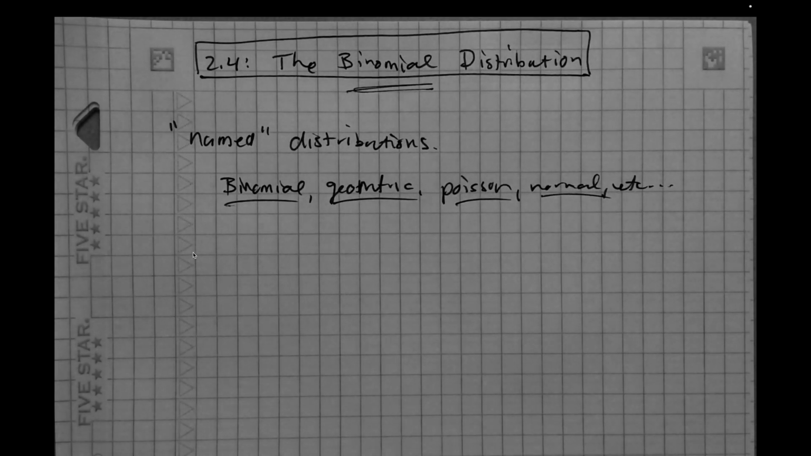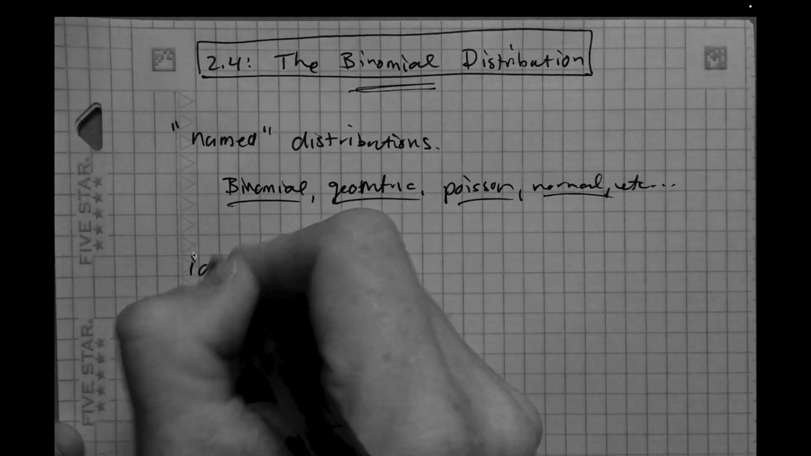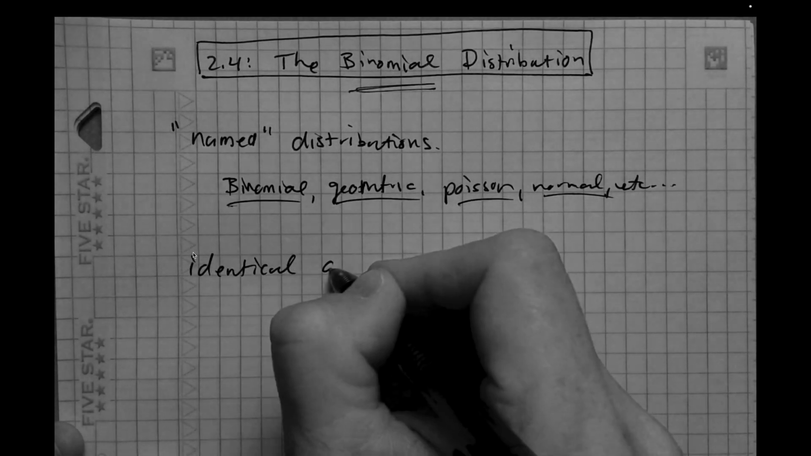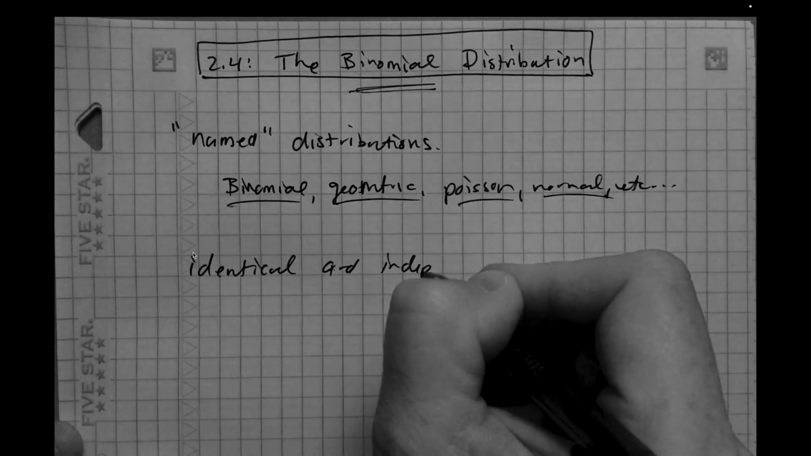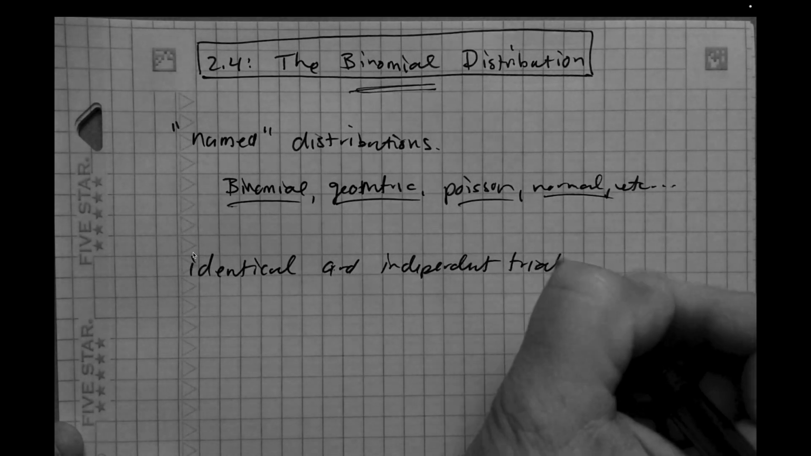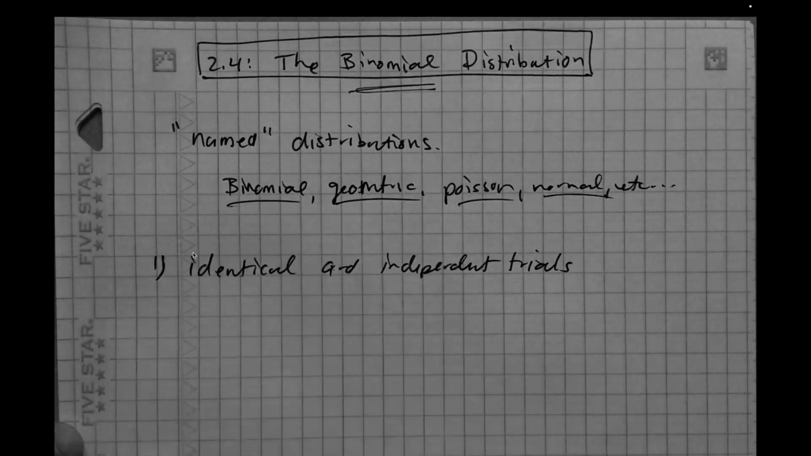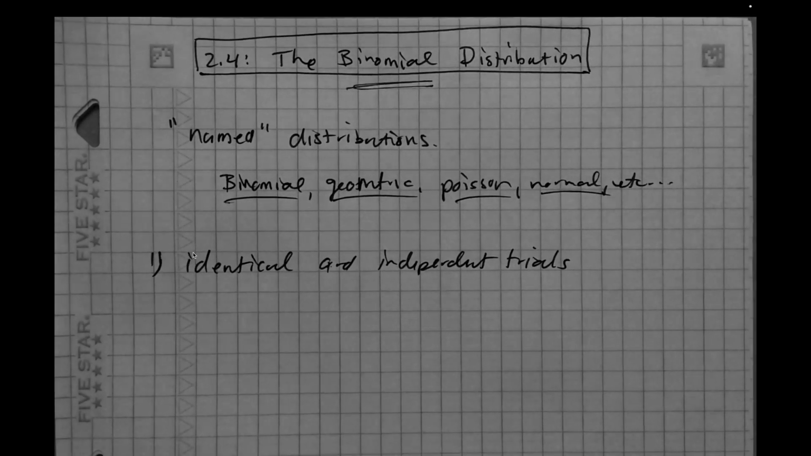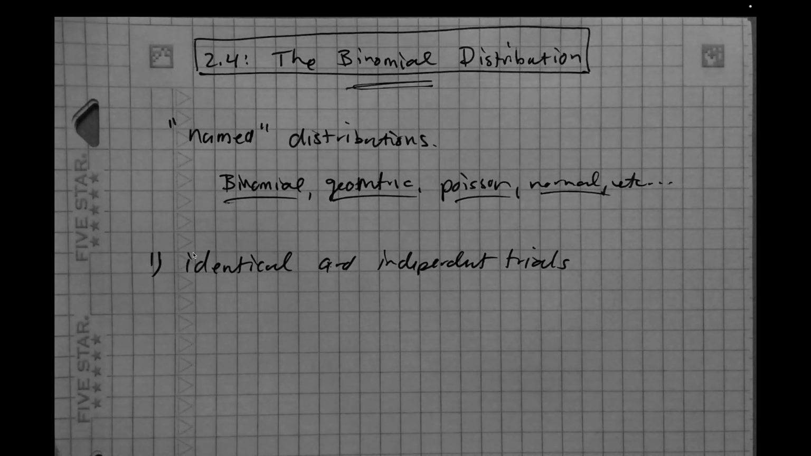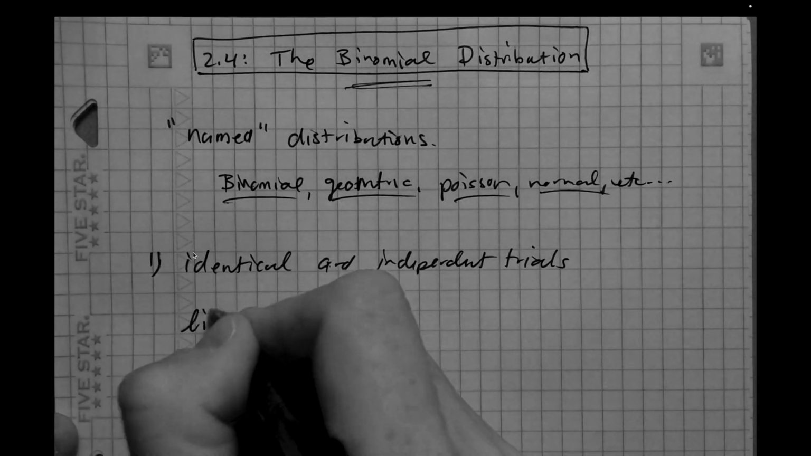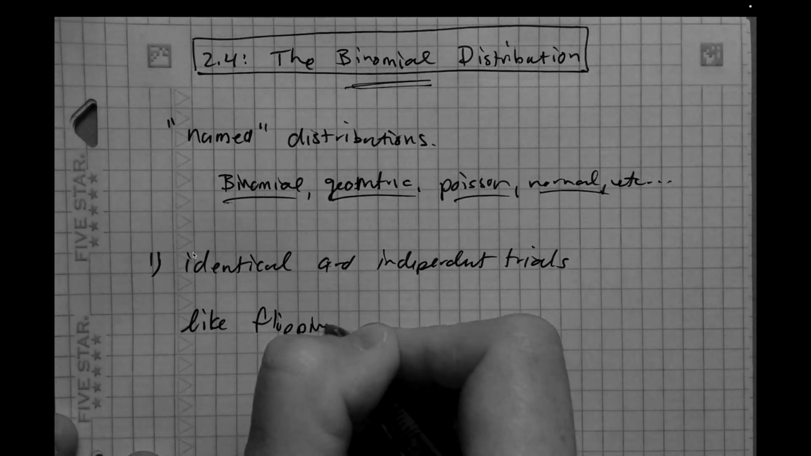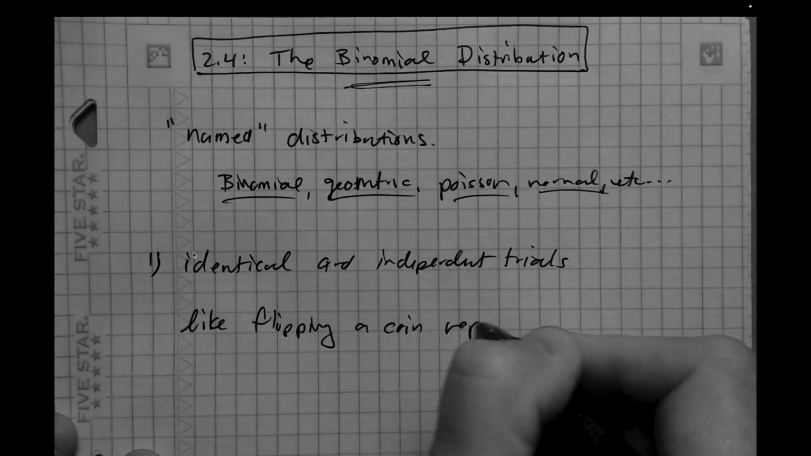Okay, and so the idea behind the binomial distribution is this. Some experiments consist of sequences of identical and independent trials. All right, so we're talking about identical and independent trials. Think of flipping a coin in a row, like flipping a coin repeatedly.